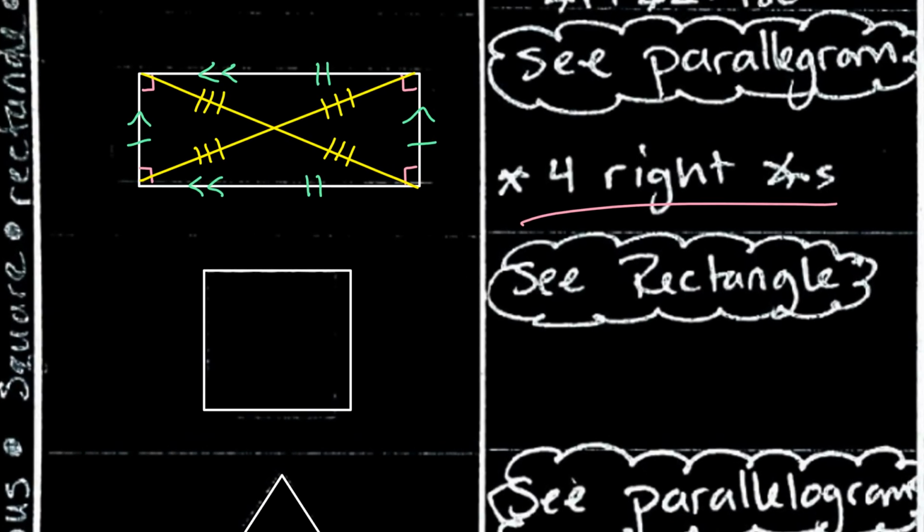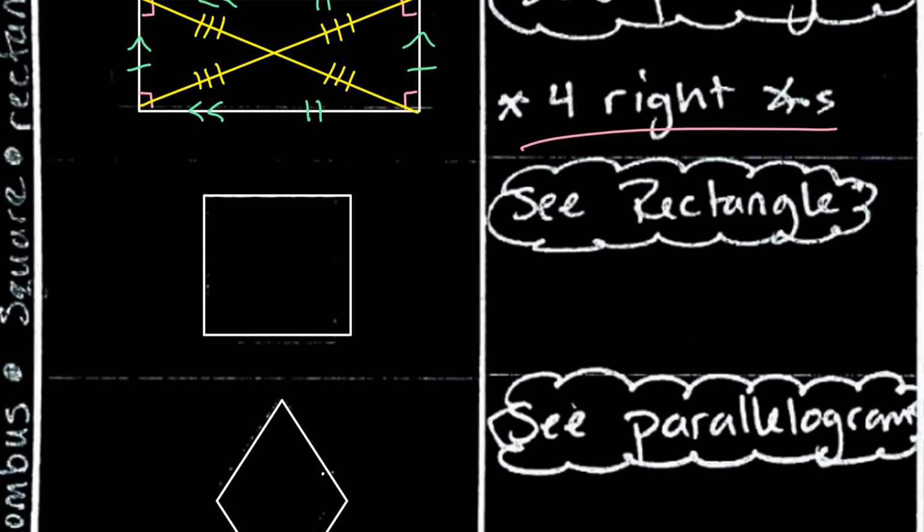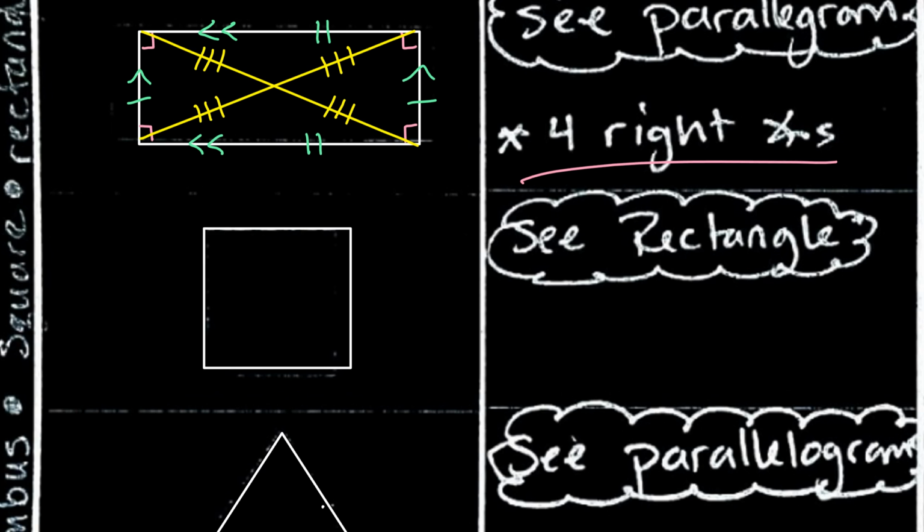Okay, so now we have a square. Now a square is a type of quadrilateral. What else is it? It's a parallelogram and it is a rectangle also, yes, and we'll get to that in a second. I heard someone say it already.